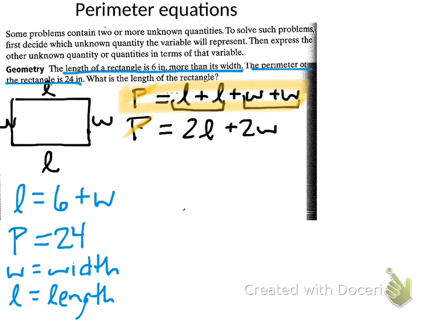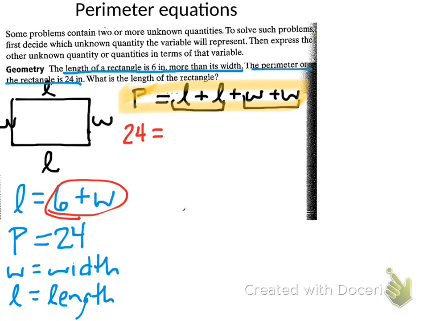So what I can do using this formula, remember we're going to use that first one, so I'll erase the second one so it's not in our way. All right, so I've got P. I know what P is. P is 24. So instead of P, I can write 24. So 24 equals. All right. L plus L. I know what L is. L is 6 plus W. So instead of both L's, I'm going to write 6 plus W.